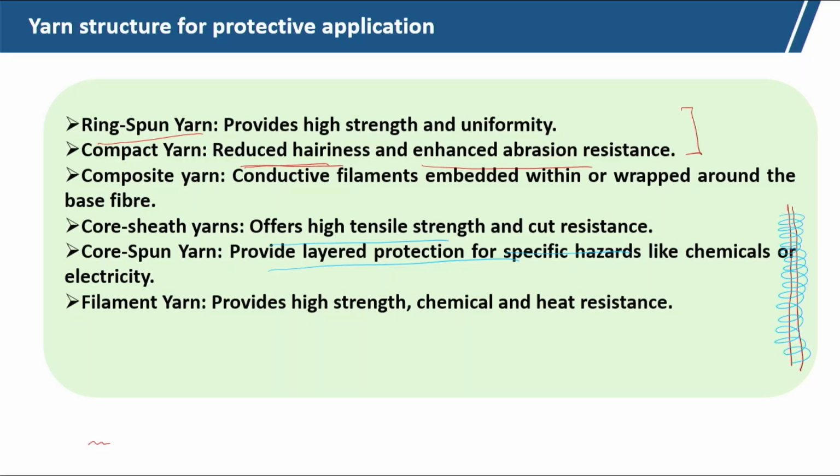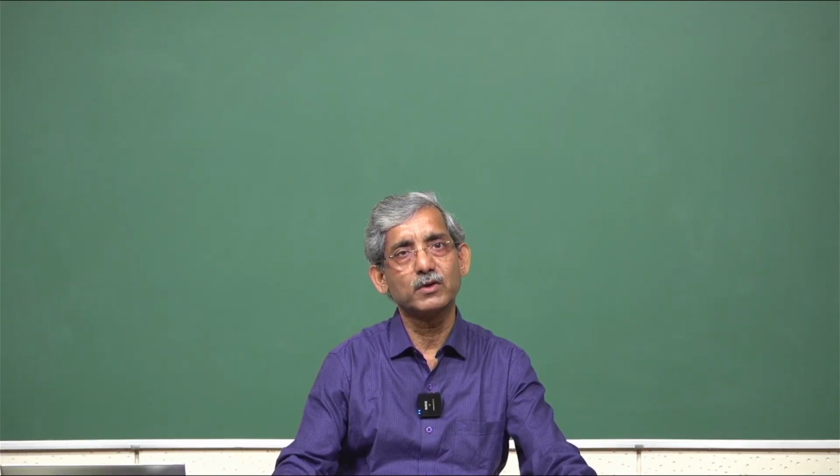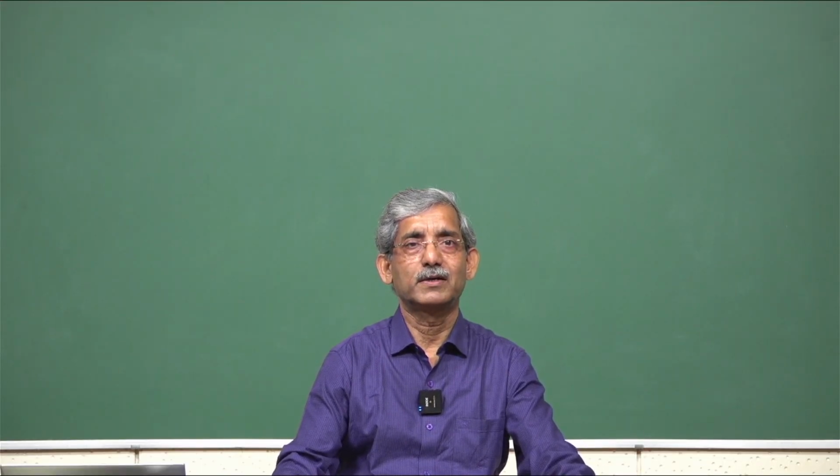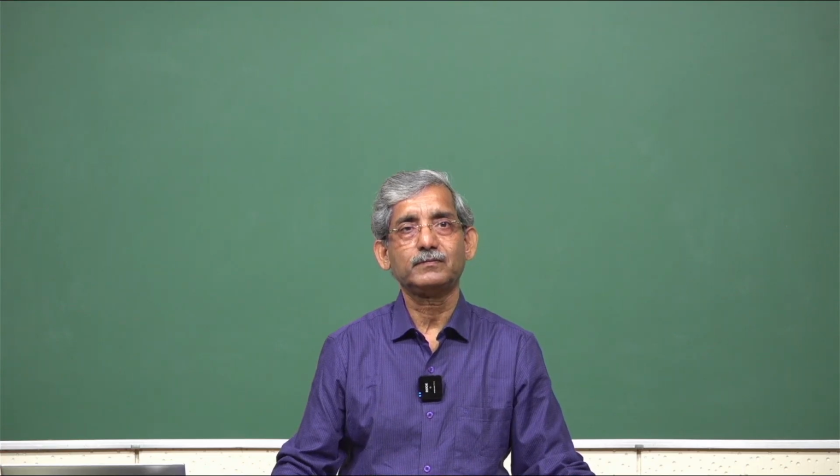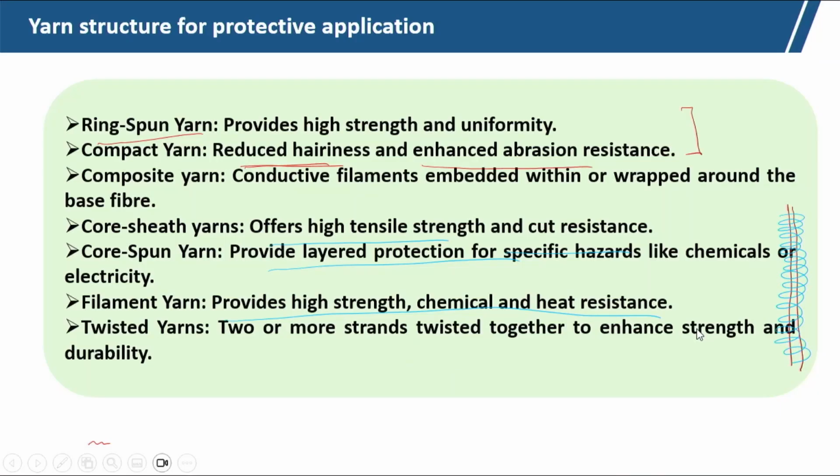Also filament yarn provides high strength and chemical resistance. So, one is the staple yarn, which can be produced by different processes, and also you can use the filament yarn. Twisted yarn: two or more strands can be twisted together to enhance the strength and durability. So, different types of yarns are used for protective textiles.